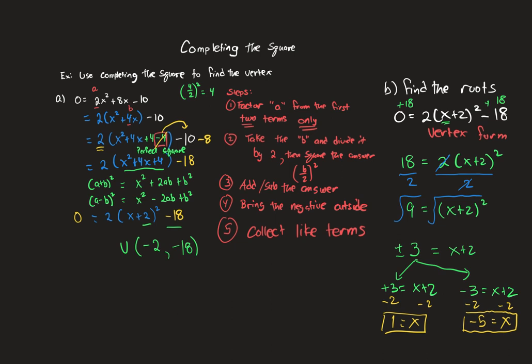So this has been showing you how to find your vertex form, which hence gives me my vertex, and finding the roots using only the completing the square method.